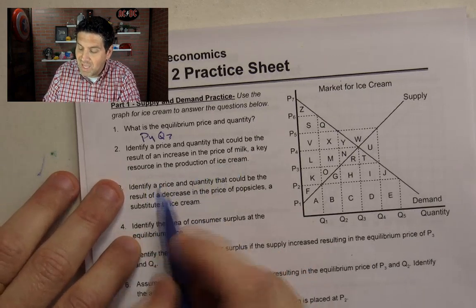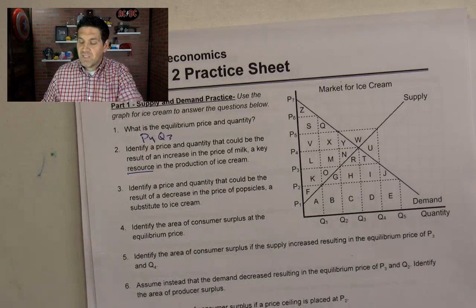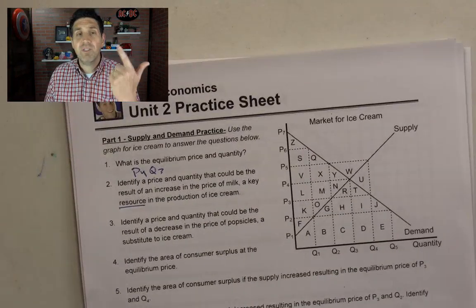All right, identify the price and quantity that could be the result of an increase in the price of milk, a key resource in the production of ice cream. Okay, this is the sort of thing you're going to see on your test. Multiple choice or free response.